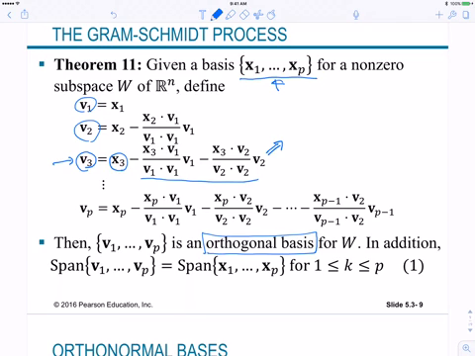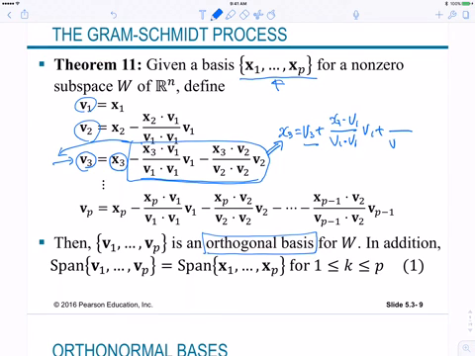But in this case, we can rewrite it in this form. x3 equals v3 plus, so we basically move these two parts to the left-hand side, and then it becomes v3 plus <v1, x3>/<v1, v1> v1 plus <v2, x3>/<v2, v2> v2. Okay? So this is basically a linear combination of v1, v2, and v3, right? So this representation gives us the linear combination representation of the third vector from our linearly independent set, right?